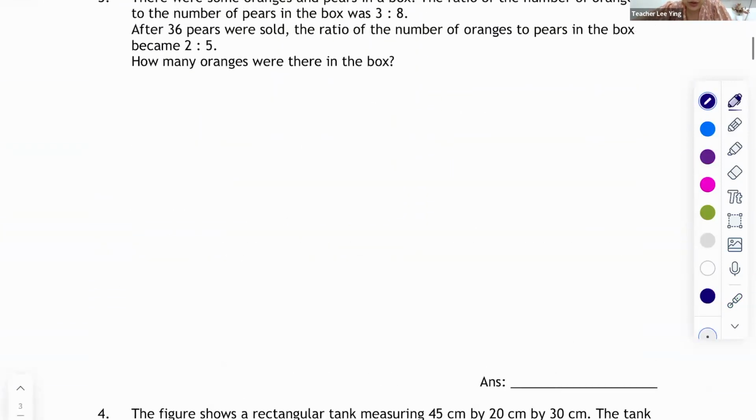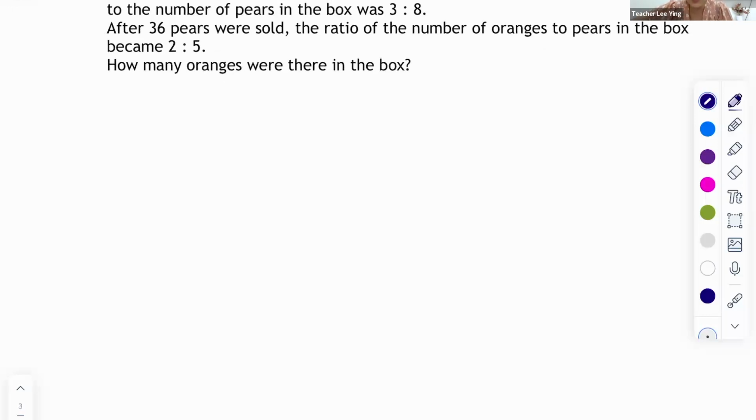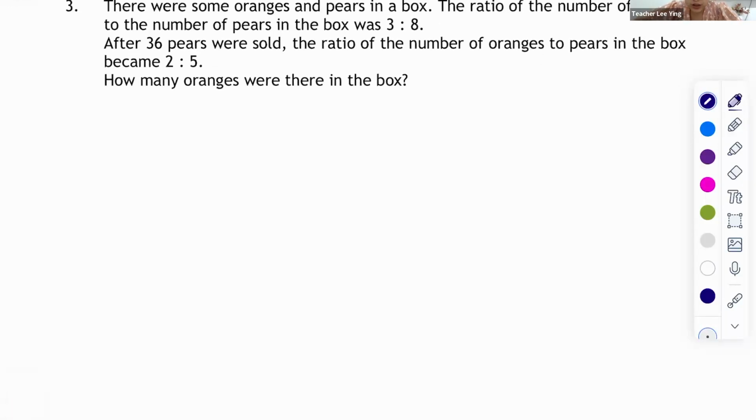Moving on to question number 3. There were some oranges and pears in a box. The ratio of the number of oranges to the number of pears in the box was 3:8. So this was the ratio 4. And after 36 pears were sold, the ratio of the oranges to pears became 2:5. We have oranges to pears, 3:8, and 2:5. 36 pears were sold.